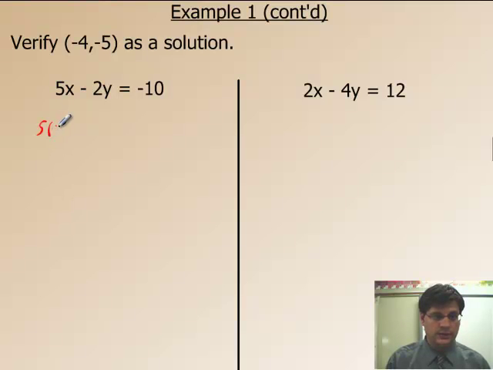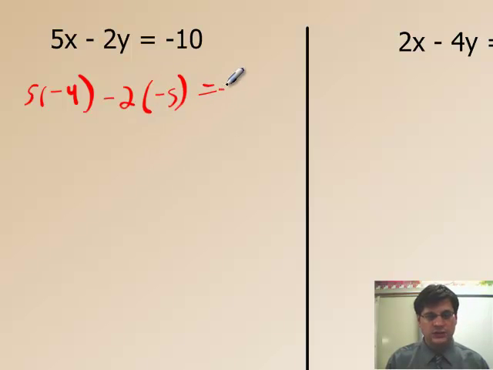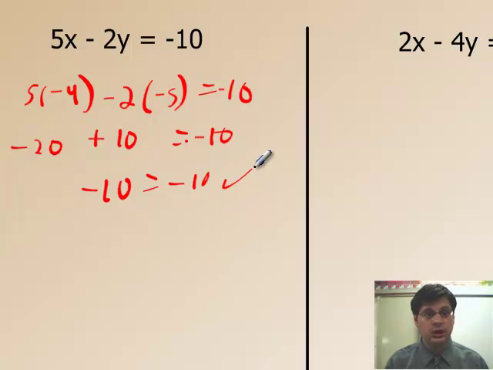So I have 5 times -4 minus 2 times -5. It should give us -10. So this is going to give me -20 plus 10, and -10 equals -10. So that works. That's a solution to that particular equation, one of an infinite number of solutions.